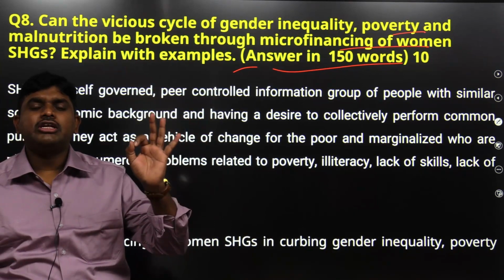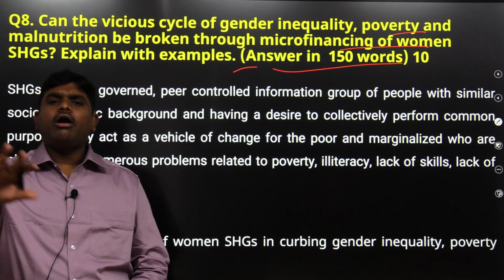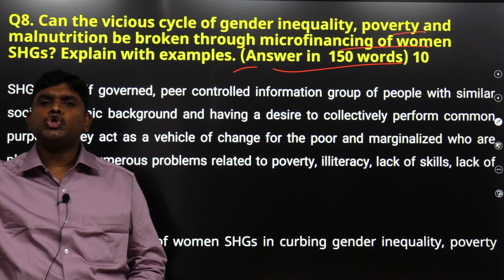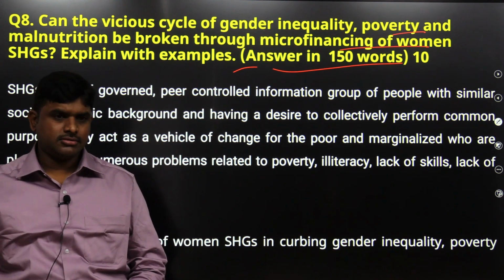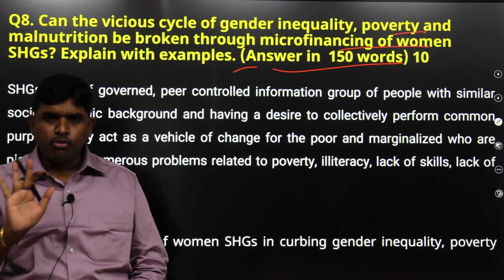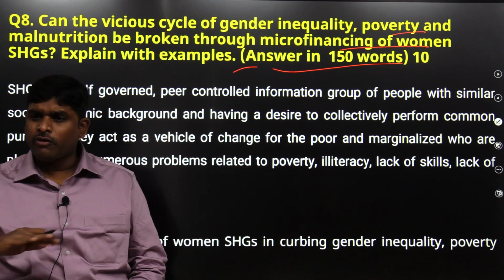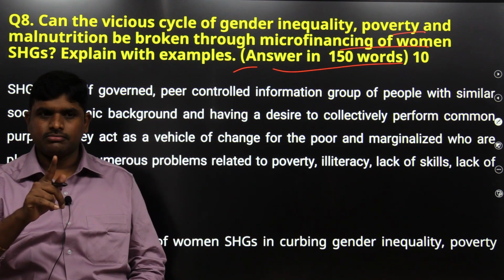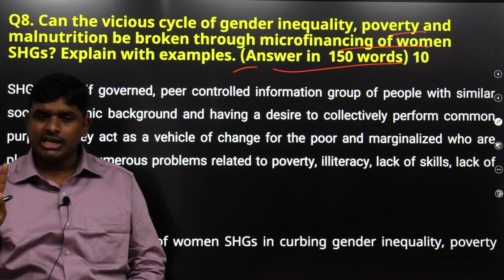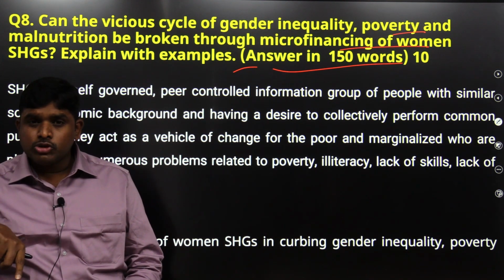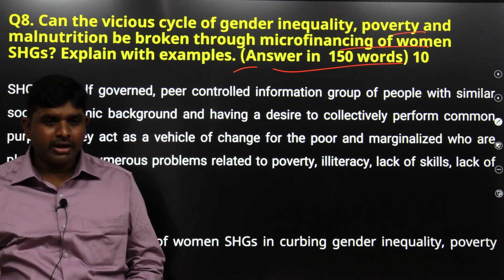First, self-help group. What is a self-help group? You will write: all the sections of people who come from a similar socio-economic background. Most of the self-help groups will be from one caste group within a village, or people from one street within a village who are almost agriculturists of the same economic level. Rich people will not be there in self-help groups. They will be of the same social and economic background.